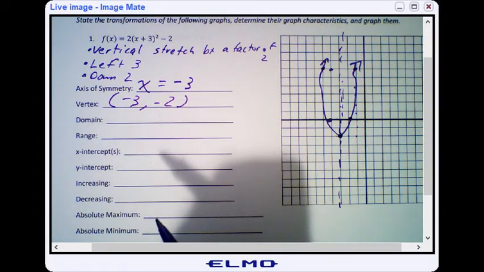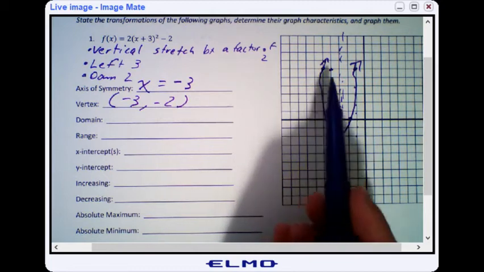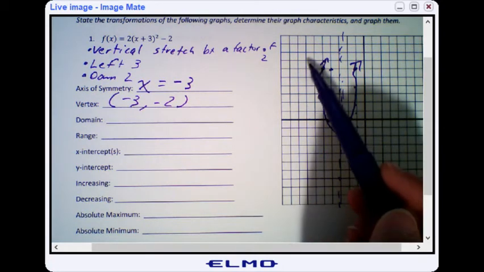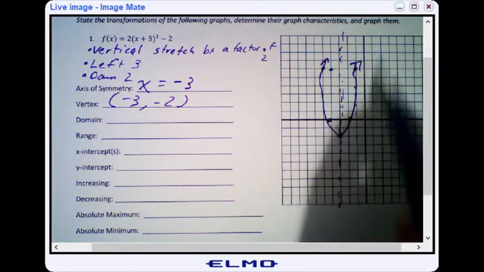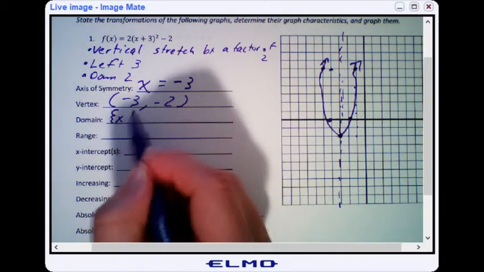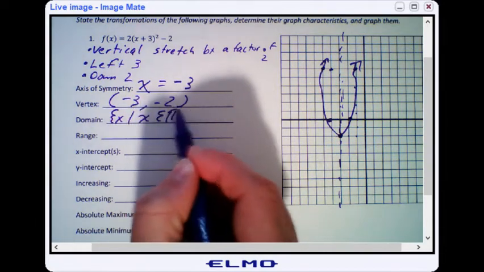Our domain is how far left I can go and how far right I can go. So I can go left forever because I have an arrow pointing left. I can go right forever, and I don't pick up my pen or pencil in between. So x is an element of all the real numbers.